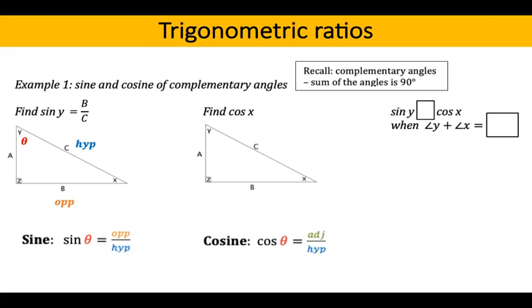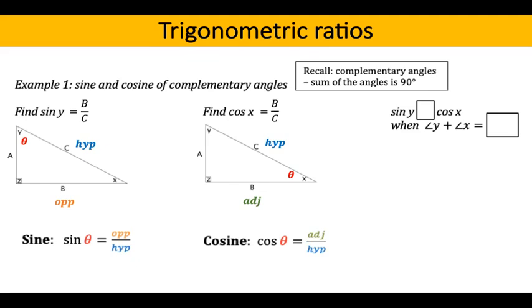So let's go to the next triangle. We're going to do cosine of x. So label your theta angle, and then we'll label the sides of the triangle. The adjacent side is B, the hypotenuse is C. So cosine of x is B over C.